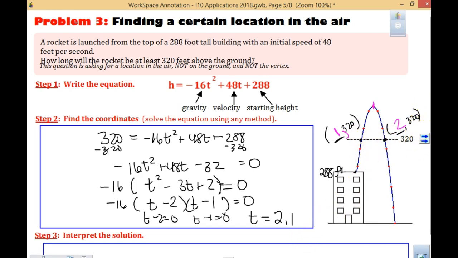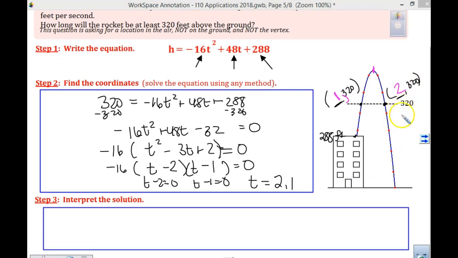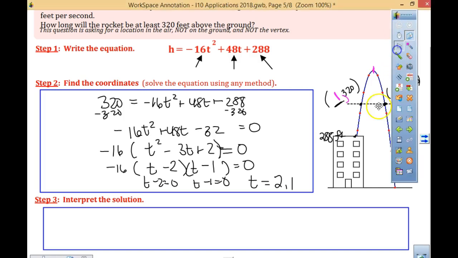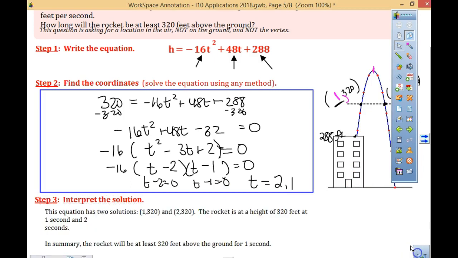So now we just want to interpret our problem, and again, I'm going to show you what we had written there. As you are looking at that, and again, you don't have to have everything word for word here, but our two answers, those two ordered pairs that we wrote on our graph, (1, 320) and (2, 320), mean that the rocket height of 320 feet is at 1 and 2 seconds.